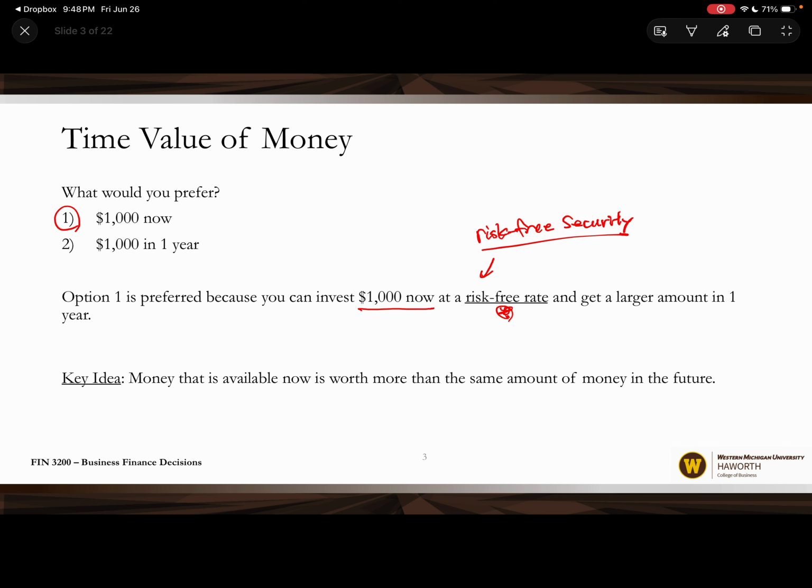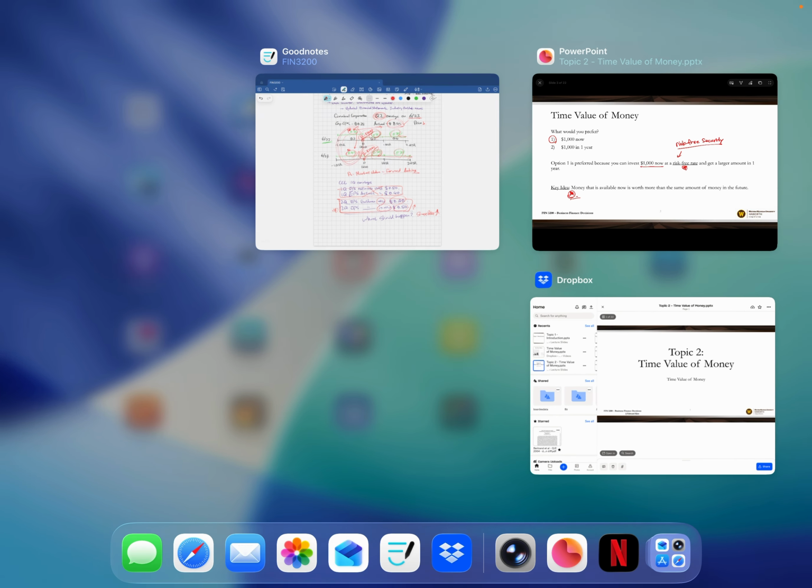The key idea behind the time value of money concept is that the money that's available right now is worth more than the same amount of money in the future. But to me this is too simple. You really got to understand the math. So let's do this real quick.